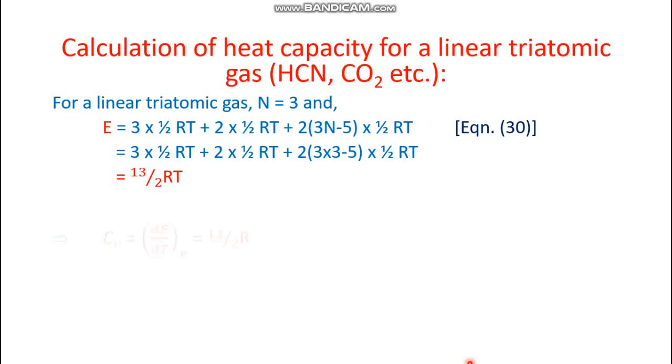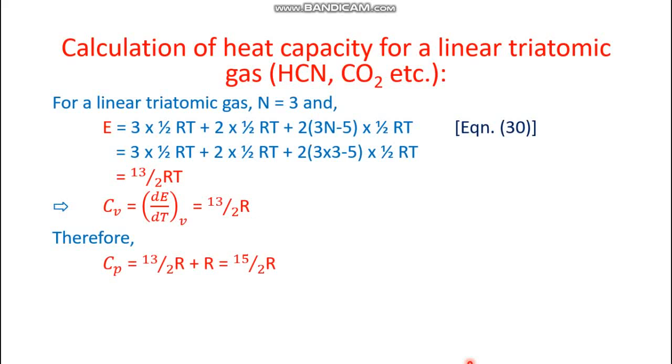Now we have to differentiate this with respect to temperature at constant volume, and the result is 13 by 2 R. T has disappeared. So if this is the expression of Cv, then what is the expression of Cp? Just add another R with Cv, and thus you will get the value 15 by 2. Therefore Cp equals 15 by 2 R.